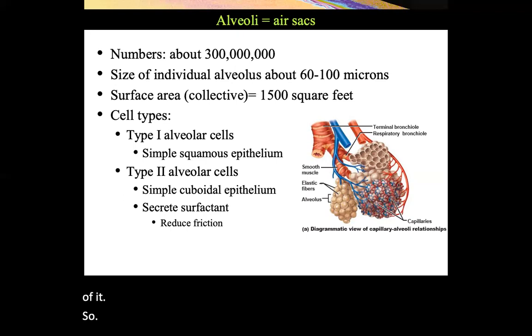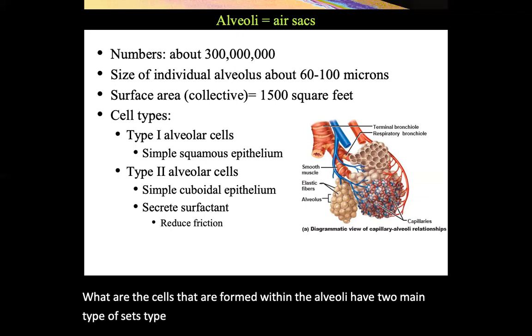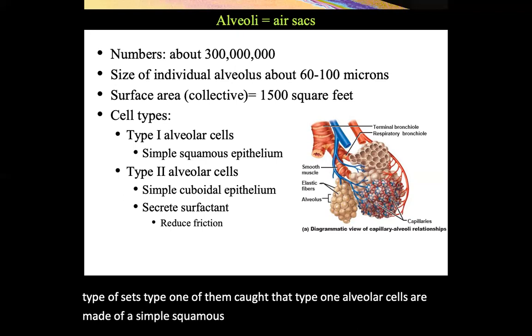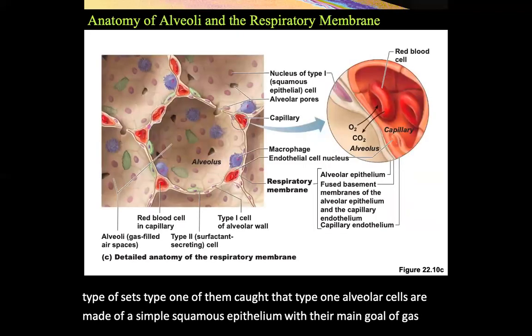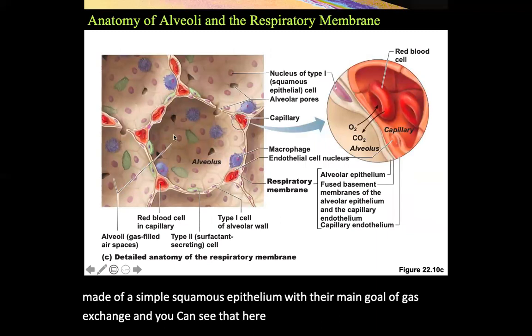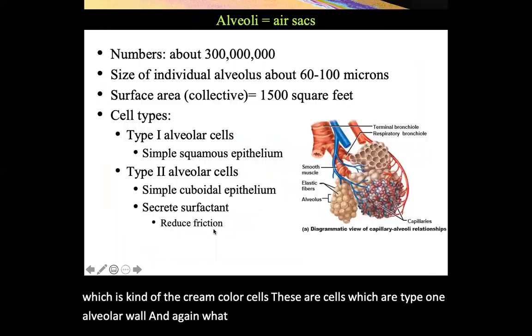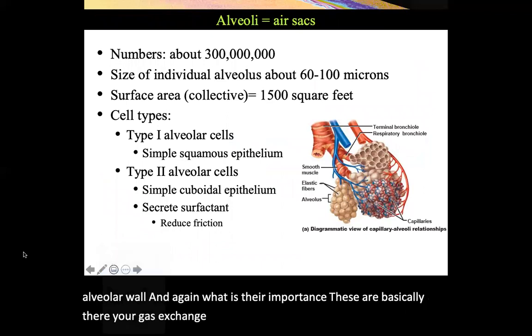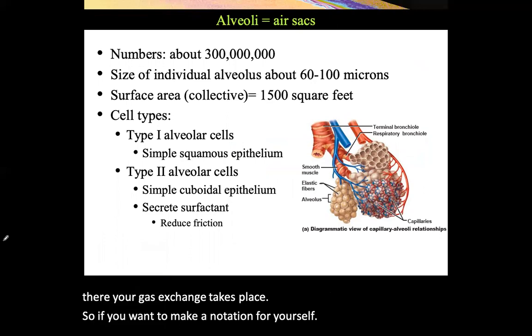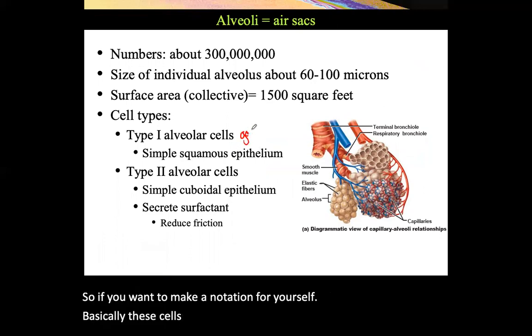What are the cells that are formed within the alveoli? You have two main types of cells. The first, called the type 1 alveolar cells, are made up of simple squamous epithelium with the main goal of gas exchange. You can see many of these cells here, the cream colored cells, which form the type 1 alveolar wall. And what is their importance? These are basically where your gas exchange takes place. So if you want to make a notation for yourself, these cells are for gas exchange.